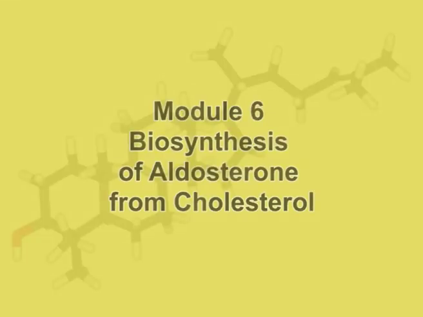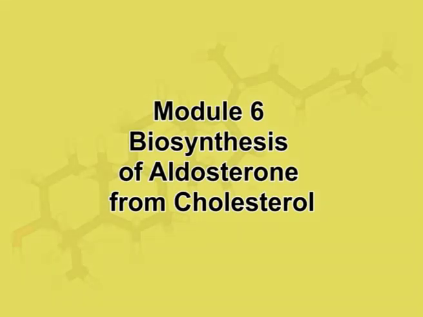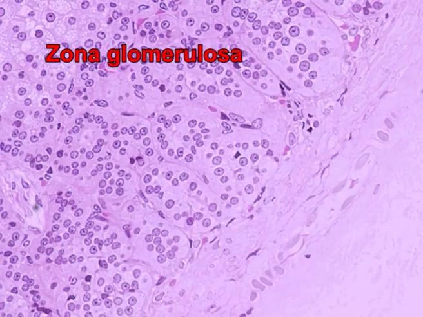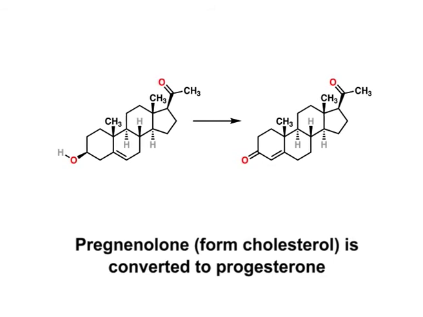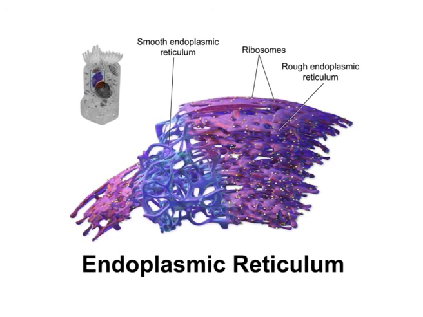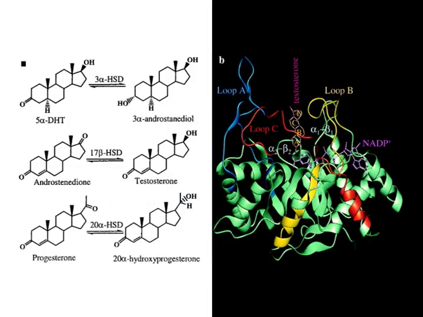Now let's proceed to module number 6, which is biosynthesis of aldosterone from cholesterol. Synthesis of aldosterone follows the mineralocorticoid pathway and occurs in the zona glomerulosa. Pregnenolone, which is from cholesterol, is converted to progesterone by the action of 2 smooth endoplasmic reticulum enzymes, 3-beta hydroxysteroid dehydrogenase, that is 3-beta OHSD, and delta 5,4 isomerase. Progesterone is hydroxylated at the C21 position to form 11-deoxycorticosterone, that is DOC, which is an active sodium-retaining mineralocorticoid.